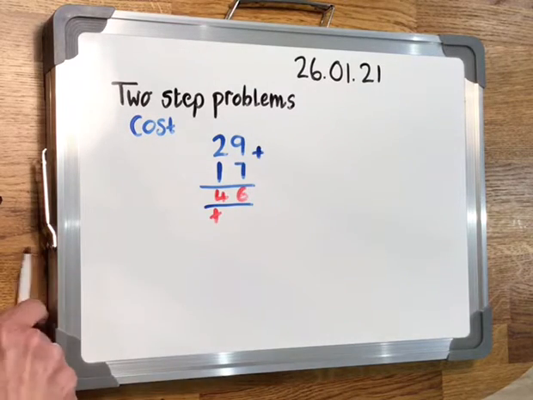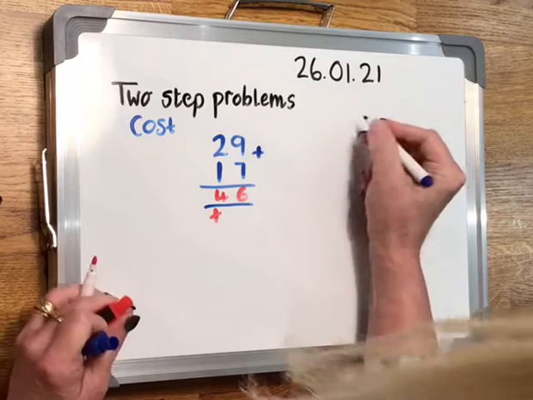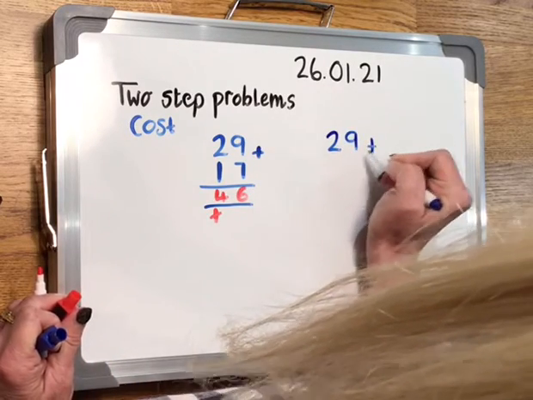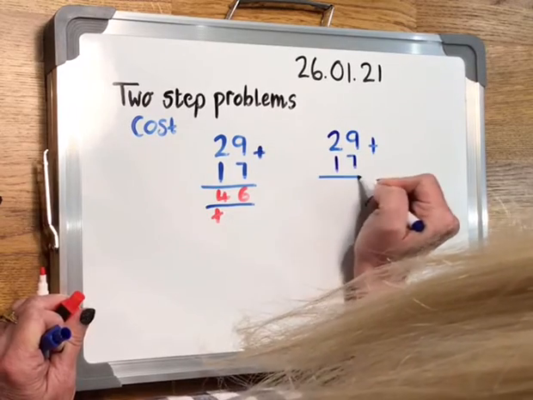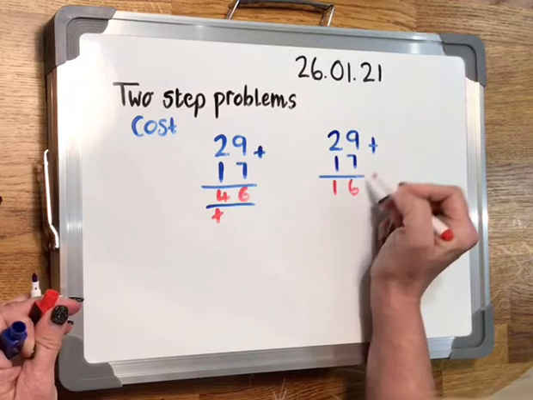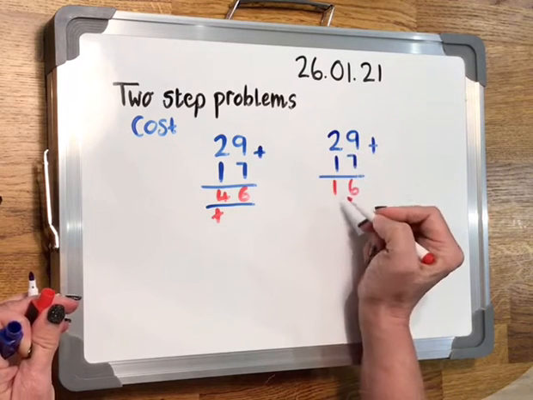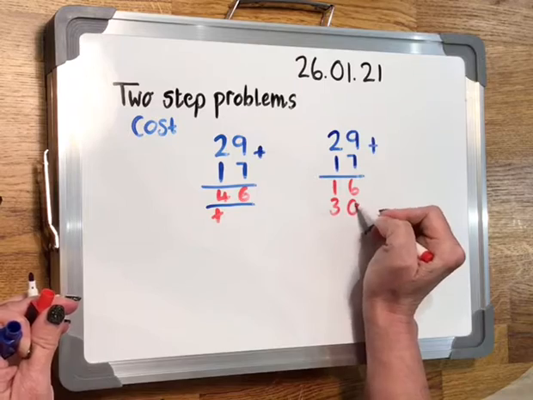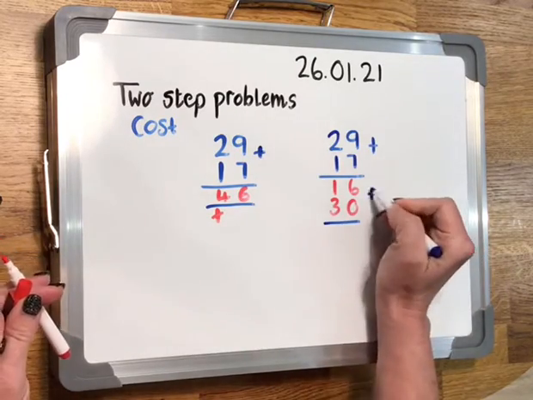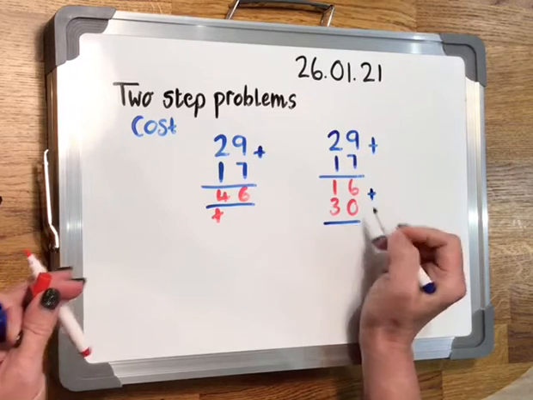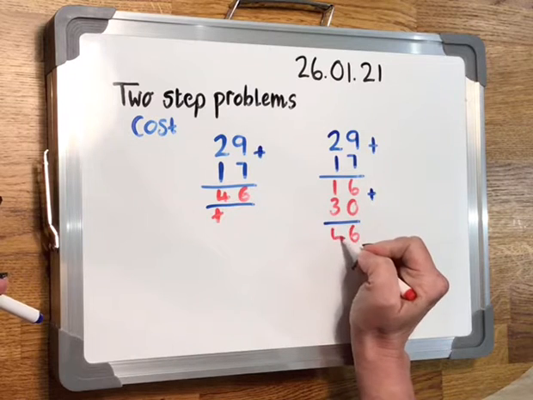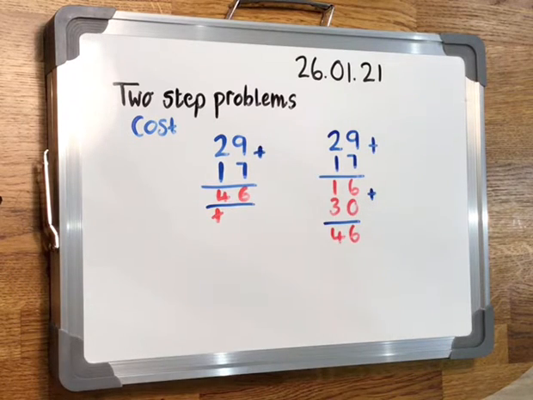So let's look at it in the expanded method, just in case you want to use that method. So I've got 29 add 17. 9 add 7 is 16, so I put my 16 here. 2 10s add 1 10 is 3 10s. Okay, let's add them together now just because it's easier to do it this way. 6 add 0 is 6, and 1 10 add 3 10s is 4 10s. I get 46 either way.